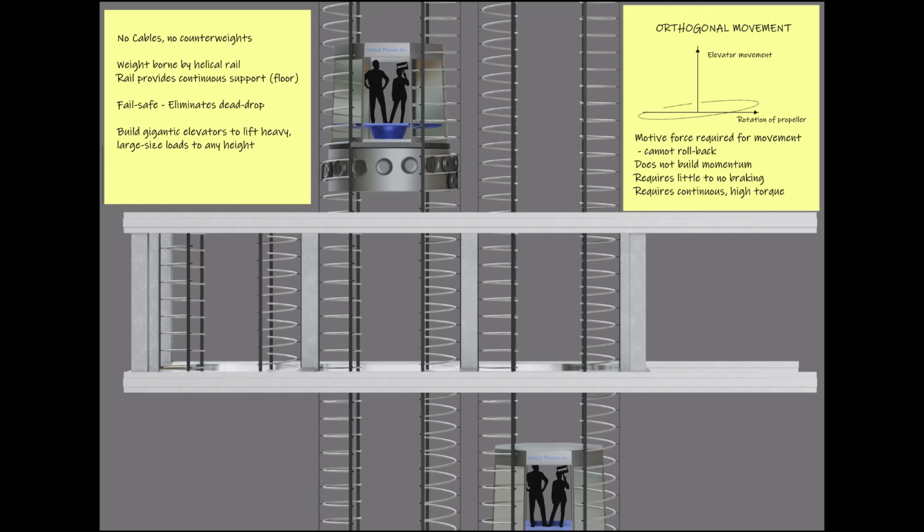Notice that the propeller turns on the horizontal plane, causing the elevator car to move in the vertical plane. The movement of the car is a side effect of the horizontal rotation of the propeller. This orthogonal movement has a few unique properties. First, there is no way for the elevator car to move without a push from a motor or a manual crank in an emergency. It cannot roll back or down accidentally.